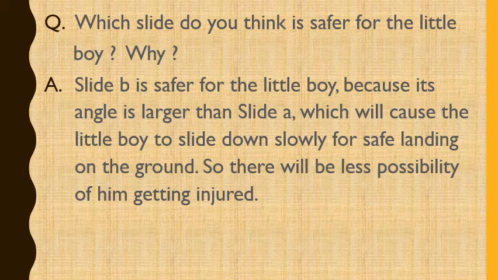Now, why is slide B safer for the little boy? Slide B is safer for the little boy because its angle is larger than slide A, which will cause the little boy to slide down slowly for safe landing on the ground. So, there will be less possibility of the boy getting injured.